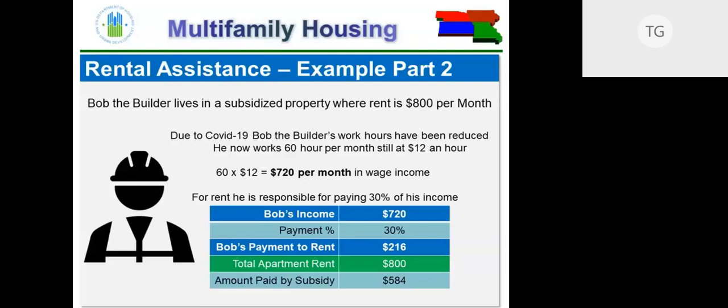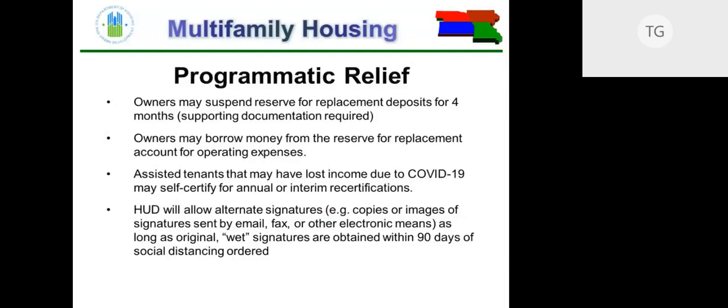So the CARES Act funded additional money to the subsidy programs because there's an expected increase in usage of subsidy as individuals' employment income goes down from COVID. We also have other programmatic relief under the CARES Act. Owners who may be having operating shortfalls, we talked about owners who may have reduced income, to pay the mortgage lenders, can suspend the reserve deposits, or they can borrow money from the reserve for replacement to cover operating costs. All FHA-insured mortgages have reserve for replacement accounts, and those are generally set up to take care of capital expenditures.